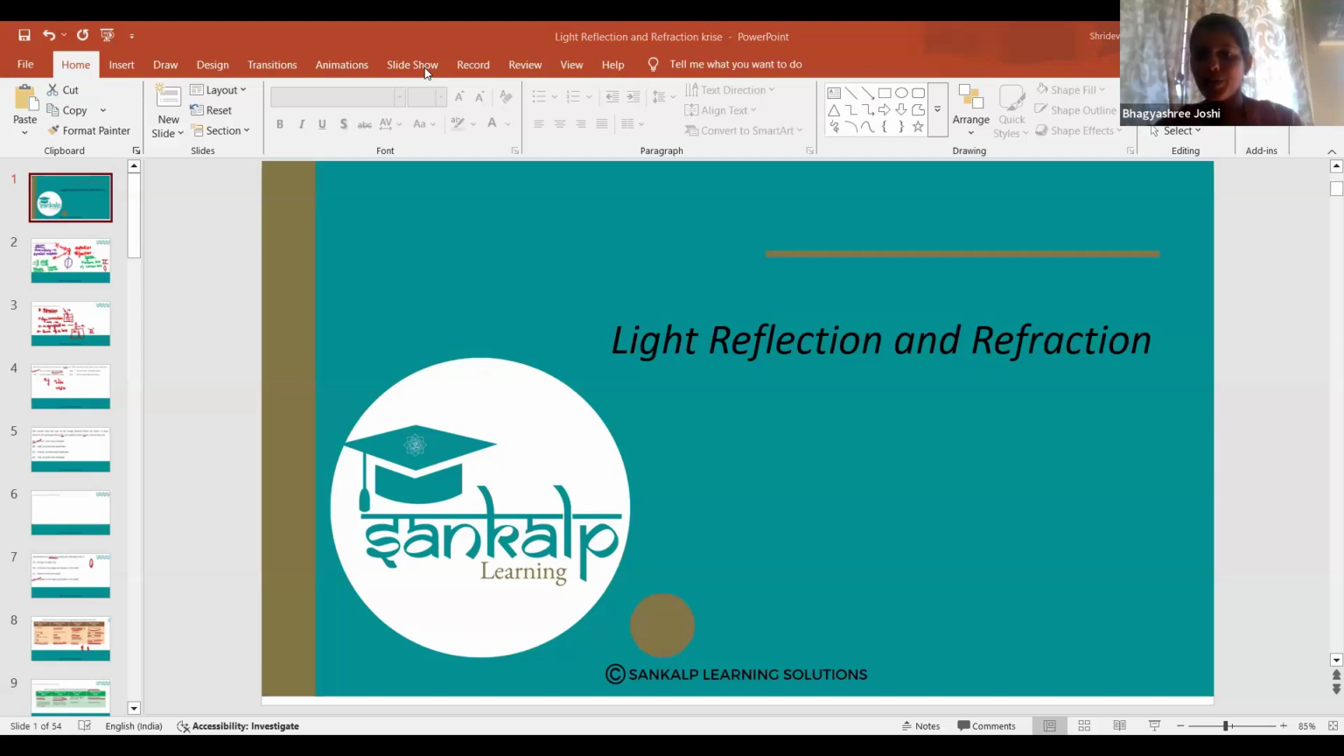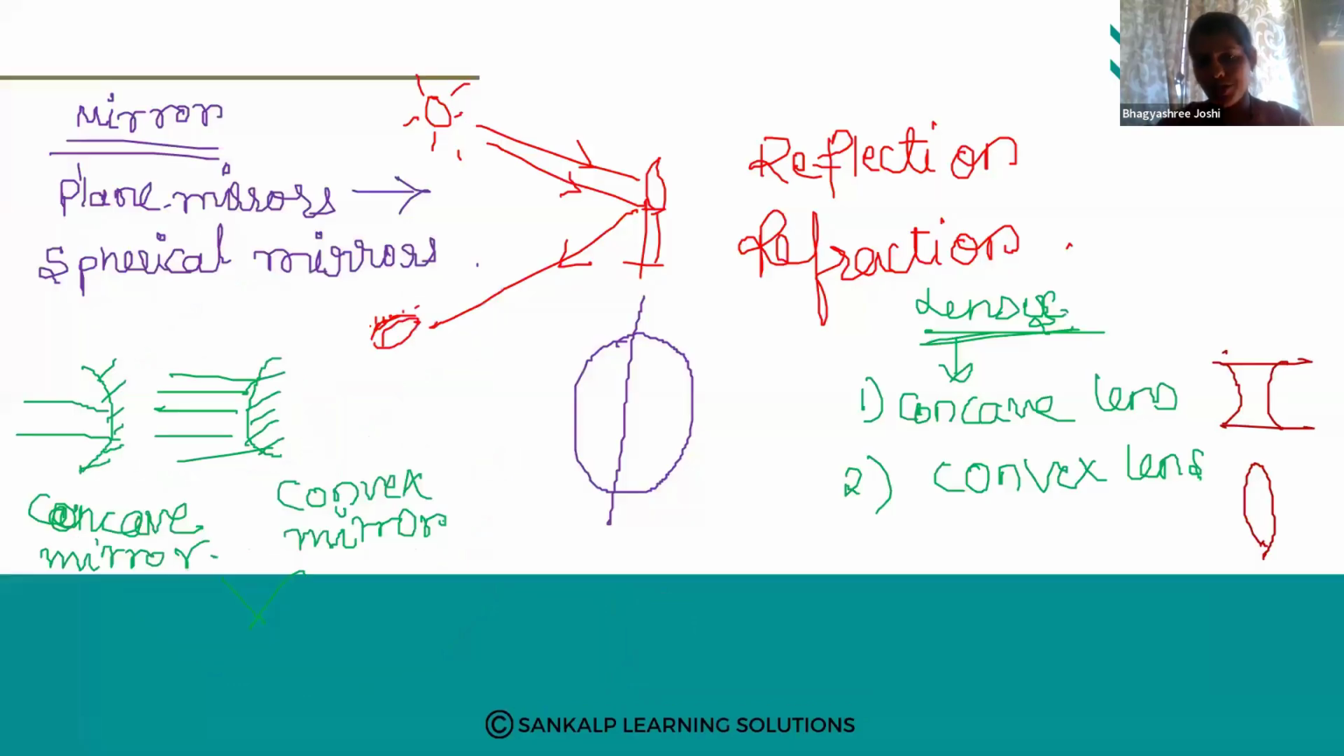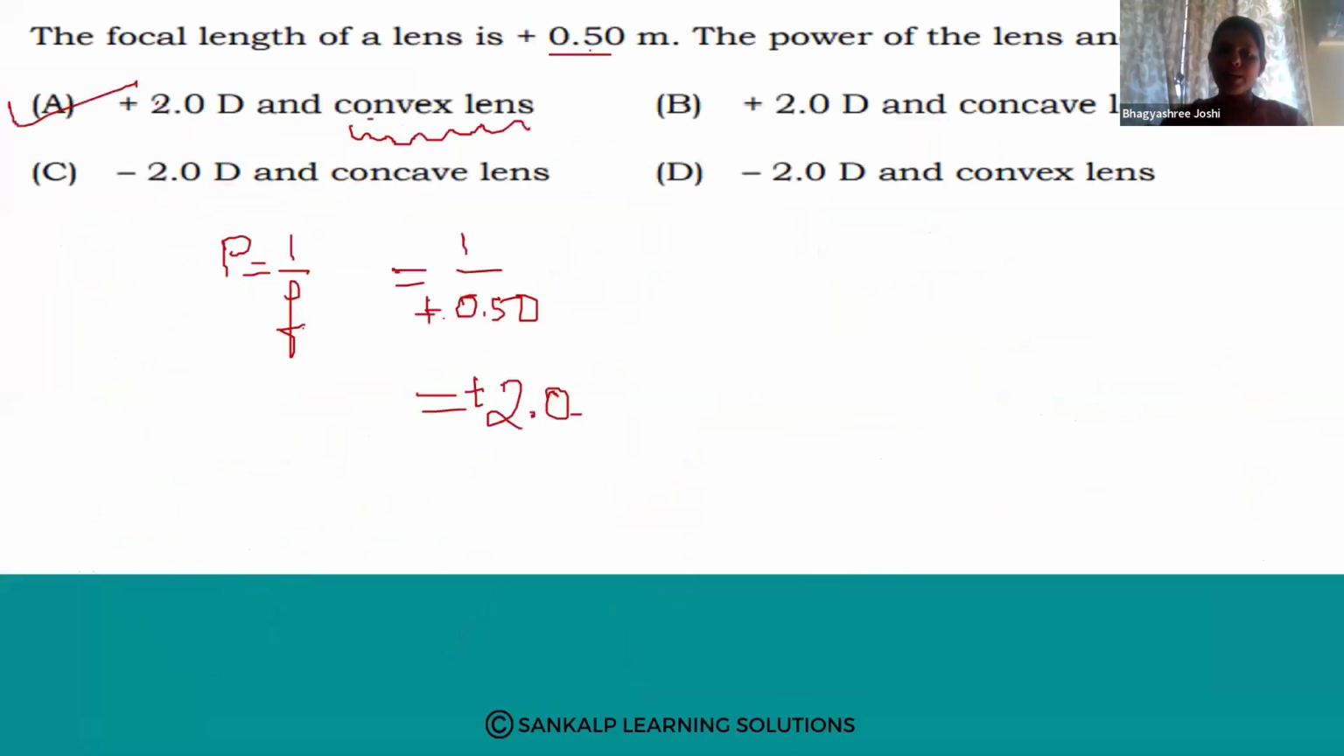In the last class, we discussed light, reflection and refraction. What do you mean by reflection? What is light, the properties of light, reflection in plane mirrors, and reflection in spherical mirrors, that is concave and convex mirrors? And we also discussed some multiple choice questions. Yes or no? Okay. Yes.